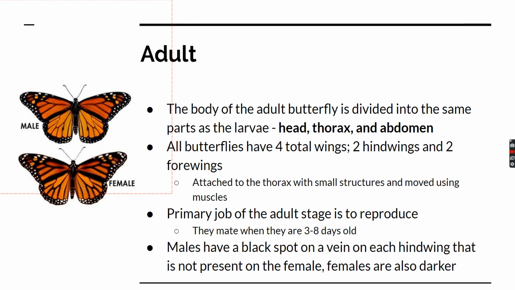The adult stage. The body of the adult butterfly is divided into the same parts as the larvae: the head, thorax, and abdomen. All butterflies have 4 total wings, 2 hind wings and 2 forewings, and they are attached to the thorax with small structures and moved using muscles. The primary job of the adult stage is to reproduce, and they mate when they are about 3 to 8 days old. Males have a black spot on a vein on each hind wing that is not present on the female, which you can see in the picture on the right.